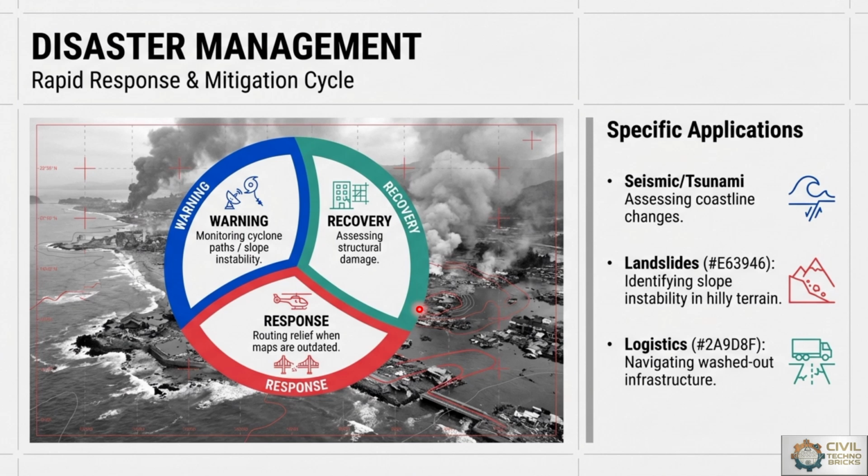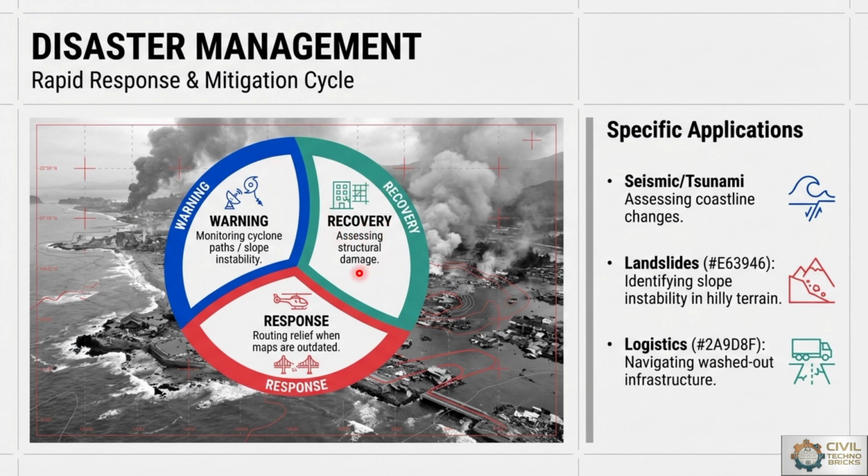Then the most important thing is disaster management, from the rapid response or mitigation cycle point of view we study. From the disaster point of view, we see the specific applications based on warning, recovery, and response. Here the rapid response is required. Before that, we have to warn the people who are within that premises or zone, so that the recovery will be more feasible. So warning is monitoring cyclone paths or slope instability. That warning must be given 24 hours or 12 hours before any type of disaster.